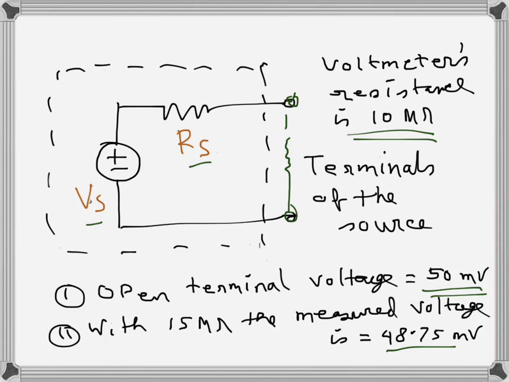We need to find what is Vs, the voltage actually generated in the DC voltage source, and its internal resistance Rs. These two we need to find. So let's first consider the open circuit condition.